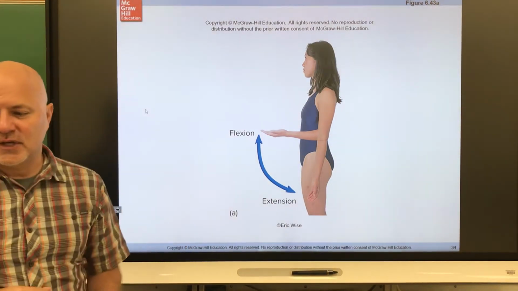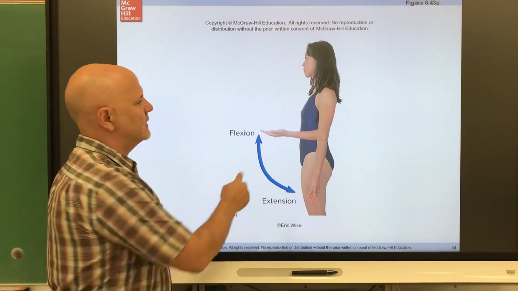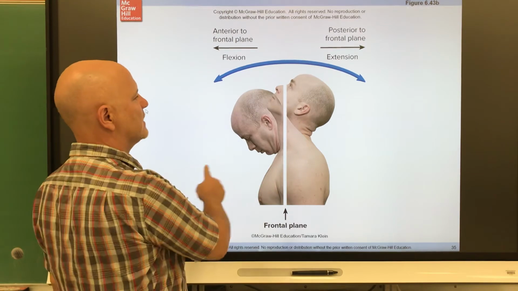A hyperextension is excessive extension of the parts of a joint. Typically, we think of that with injuries. This is showing a flexion and extension again.